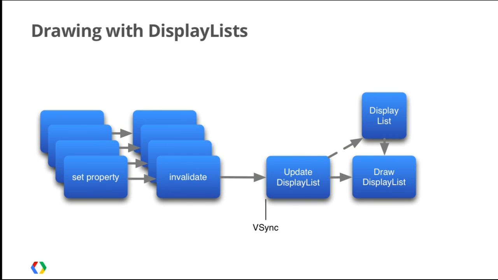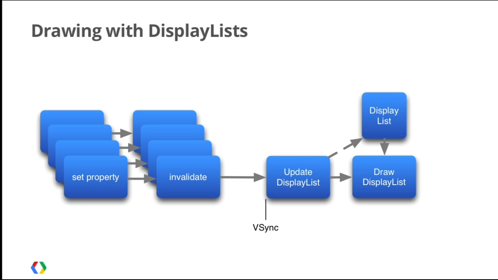So display lists, as we said, are a core part of rendering with our GPU. It's caching the intermediate rendering commands so that we can then go ahead and issue them very efficiently into OpenGL. So the process is that a bunch of properties will be set. Let's say you're fading in a view and sliding it at the same time. So we're setting some translation and alpha properties on the view. All of these cause their separate invalidates to propagate through the system.